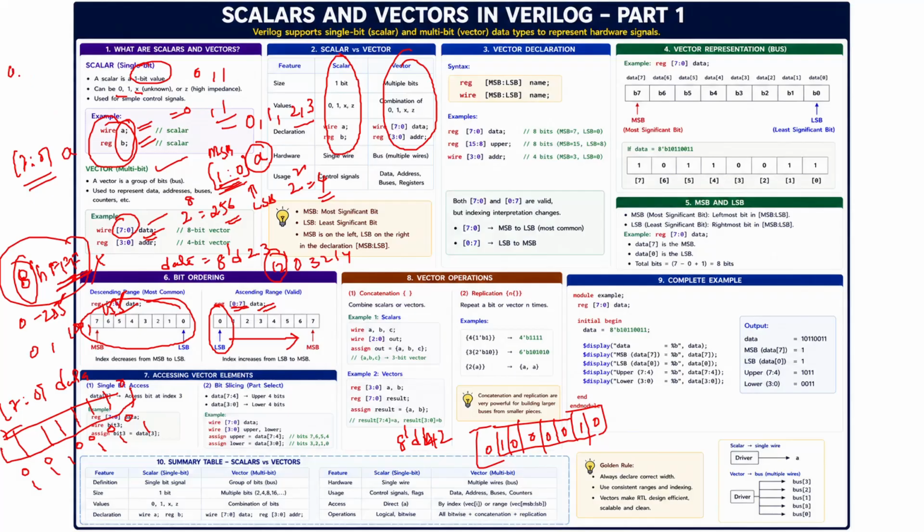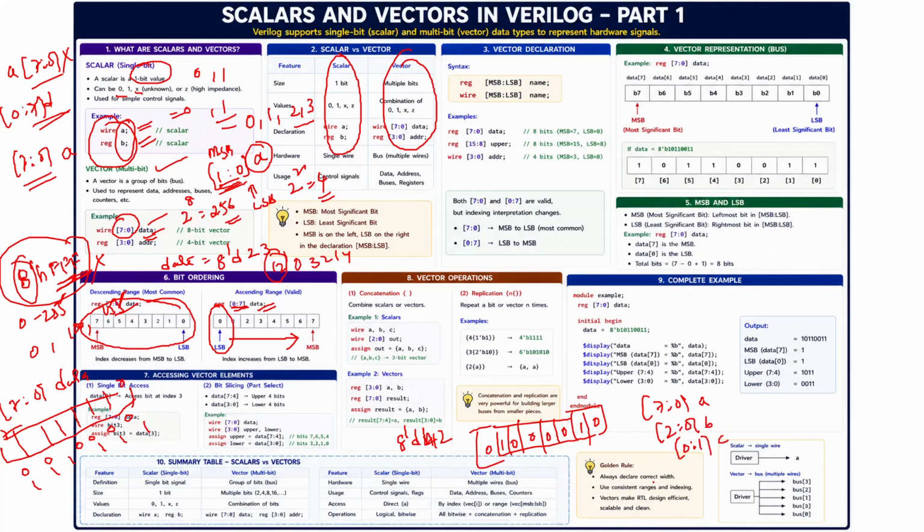Suppose A is using 7 down to 0 and B is using 0 to 7. Don't mix these vector types. Another way, also don't mix this: A is 7 down to 0, B is 2 down to 0, and C is 0 to 1.